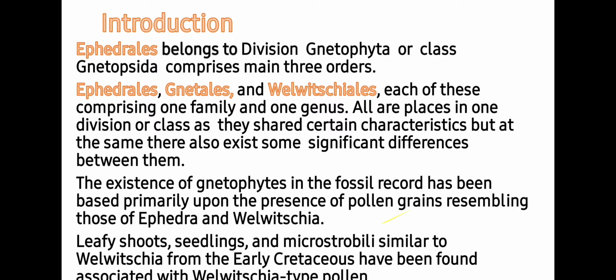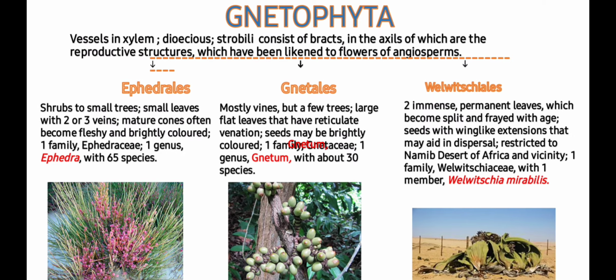The existence of gnetophytes in the fossil record has been based primarily upon the presence of pollen grains which resemble that of Ephedra and Welwitschia. Leafy shoots, seedlings and microstrobili similar to Welwitschia from the early Cretaceous have been found associated with the Welwitschia type pollens. Gnetophyta is mainly characterized by vessels in xylem.